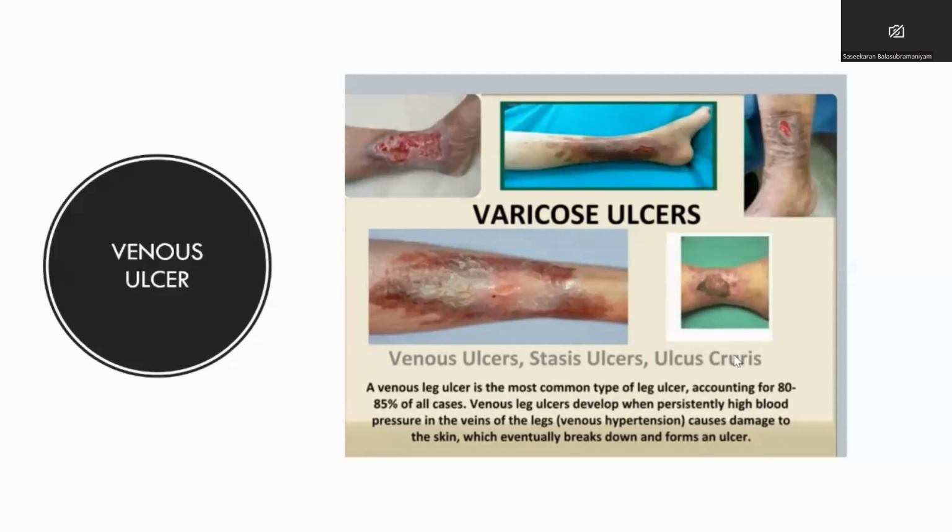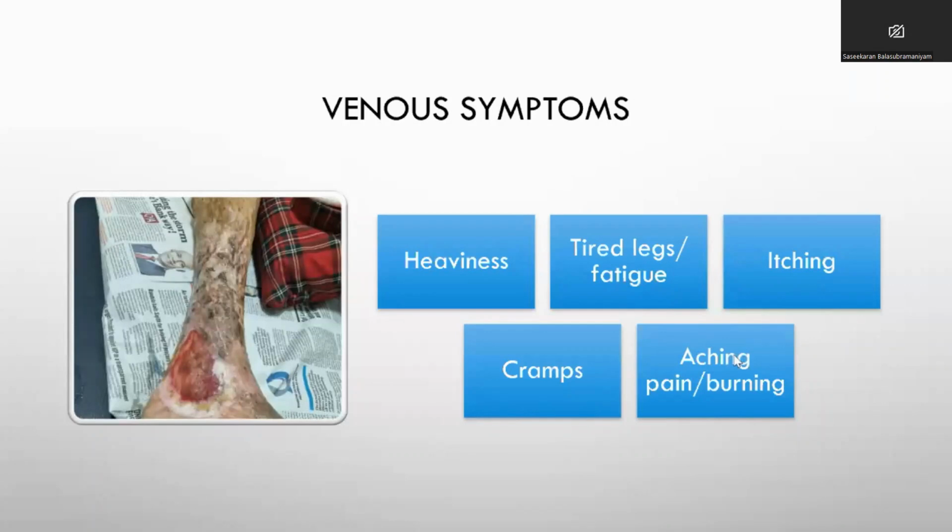That's why I took the venous ulcer, and it is the majority that GPs also manage. These patients come with a lot of symptoms, sometimes without an ulcer. These are the major symptoms: heaviness, tiredness of the leg, itching, cramps, burning, aching. And the ulcer is typically at the malleolar site, usually along the great saphenous vein, or at the lateral malleolus if it is related to the short saphenous.